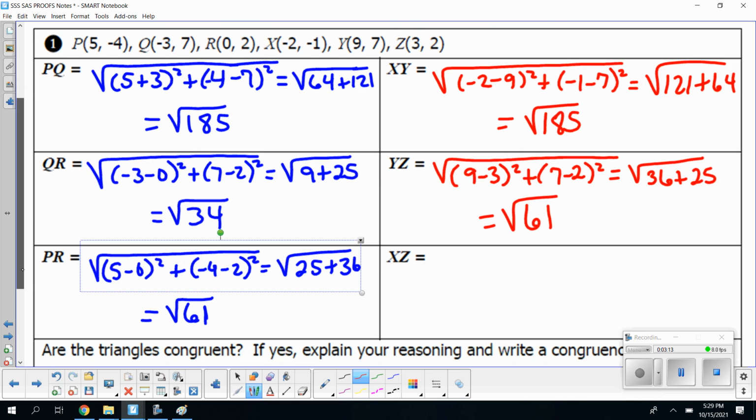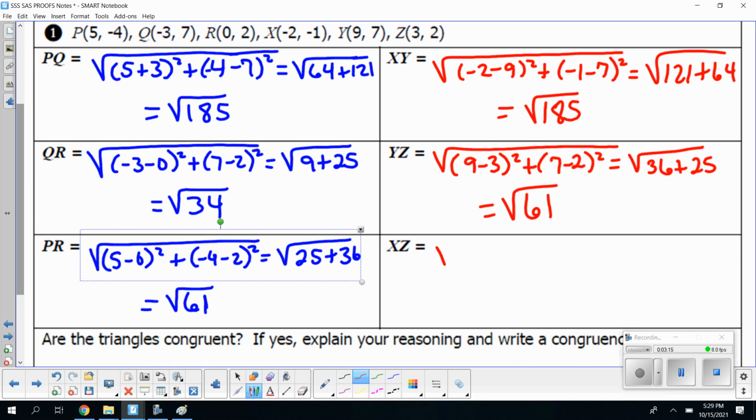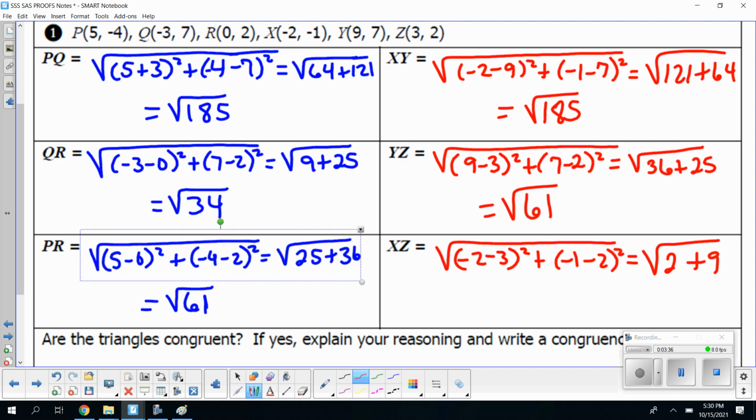And the last one, we have XZ. When we find the distance for XZ, we have negative 2 minus 3 squared plus negative 1 minus 2 squared. And that becomes the square root of 25 plus 9, which is the square root of 34.